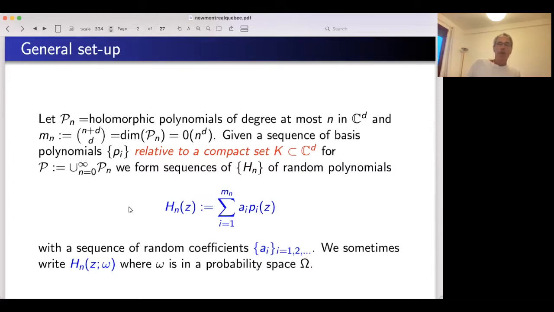And anyway, given this basis, we form sequences of random polynomials. H_n here will denote a random polynomial of degree n. This simply means it's a linear combination of those basis polynomials for P_n with coefficients a_i that are complex-valued random variables, and these a_i's will actually be independent, identically distributed random variables. For each n, we take a random polynomial, and to denote the underlying randomness we might sometimes also include this little omega, to denote that these H_n's are random. I'll say more about the a_i's and the p_i's in a second.